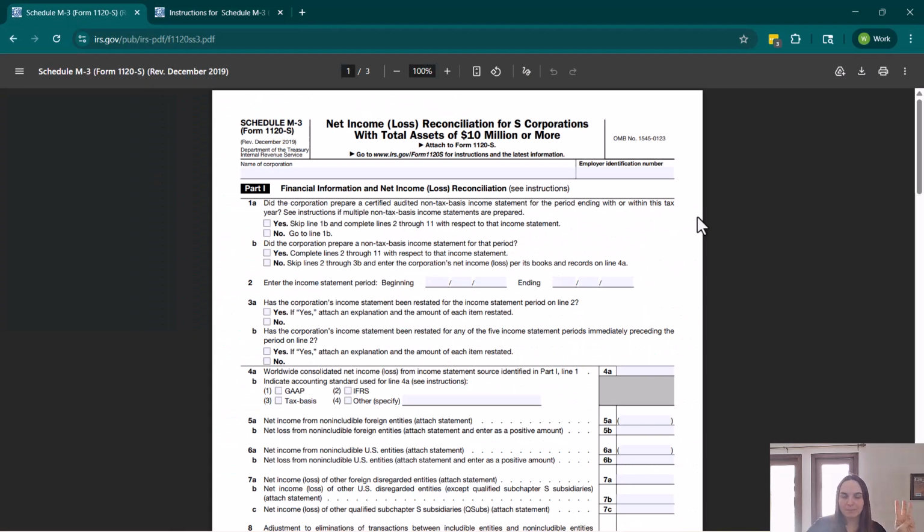So we have three parts here. I'm not going to walk you through each section in depth because if you have $10 million of assets on your books, you should be working with a tax accountant, okay? That's going to be your best bet. I'll walk you through Schedule M-3 briefly, but I'm not going to spend a ton of time on it because I think the majority of you doing it yourself are not going to have to file this schedule.